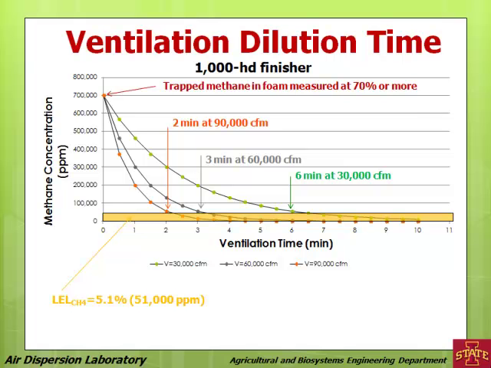So just to give you an idea, for a 1,000-head barn at 30 CFM per space, it would take about 6 minutes at that ventilation rate to reduce that concentration in the barn from about 70% down to or below the explosive level. Okay? And just some other information there for you to digest later on.